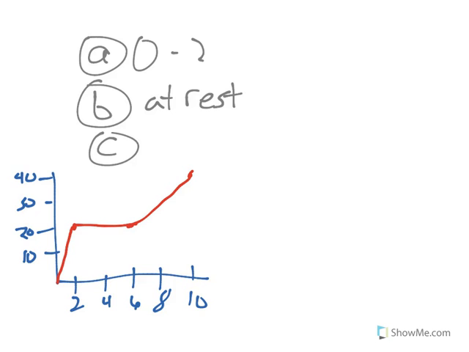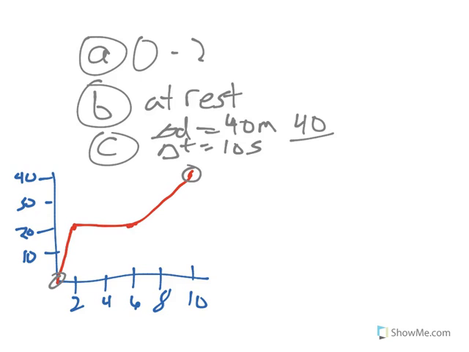Question C. What was the average speed for the entire 10 seconds? Well, we take the change in distance at this point, and it started at 0, 0. So the change in distance would be equal to 40, and the change in time would be equal to 10 seconds. Alright, so 40 divided by 10 is 4 meters per second, and that is the average velocity.